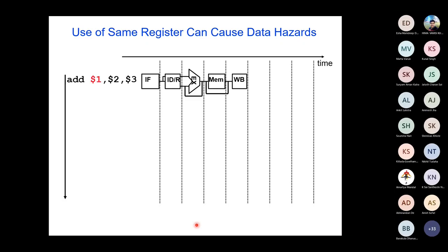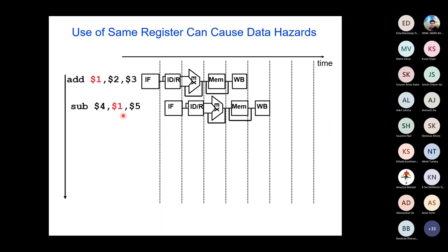Now let us look into another case of data hazard, and this occurs more often. As before, we have the same pipeline diagram. This represents time, and we have these consecutive clock cycles. The first instruction enters here. $1 is the destination register here, and this is being updated here. The next instruction is a sub instruction, and this wants $1 as the source register.